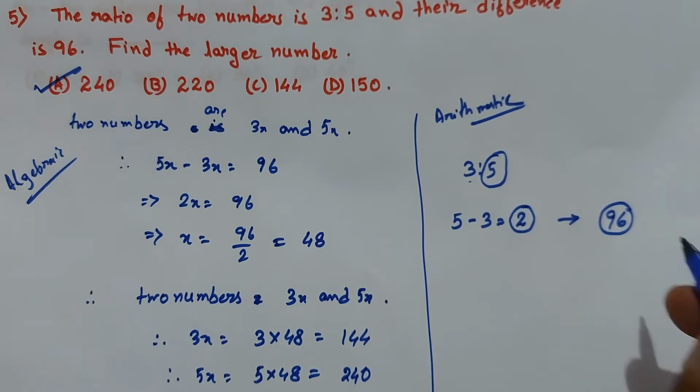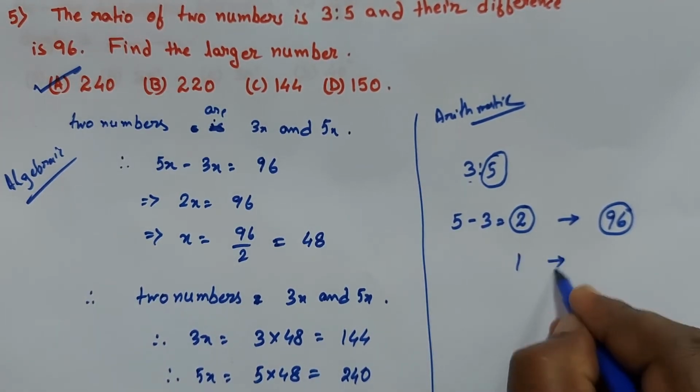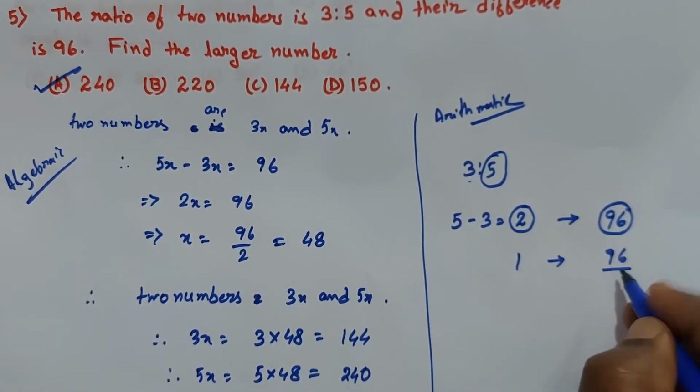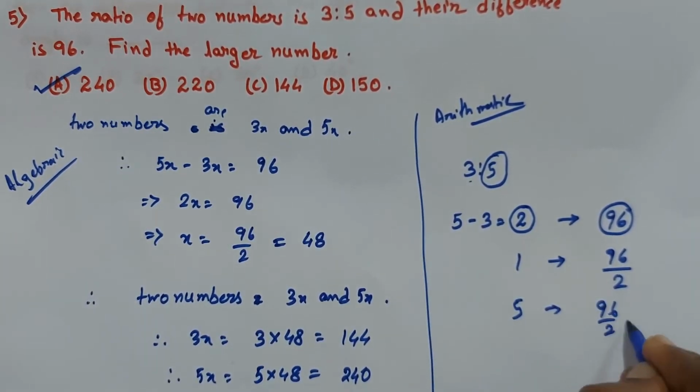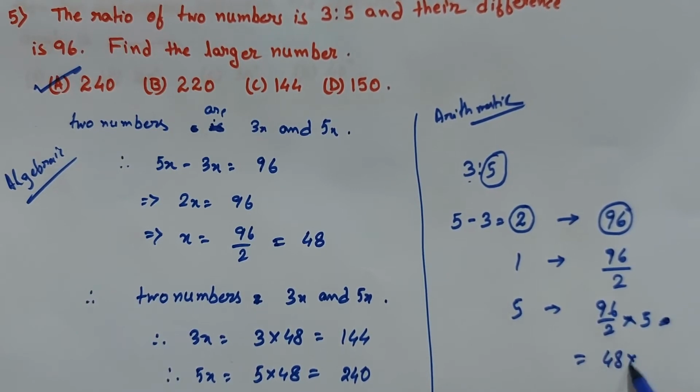In actuality the difference is 96. If the difference is 1, then it is 96 by 2, and if the difference is 5, then it is 96 by 2 into 5. That means here we can write 48 into 5, which is equal to 240.